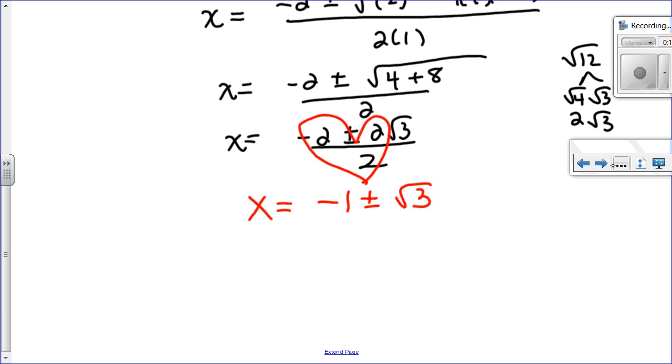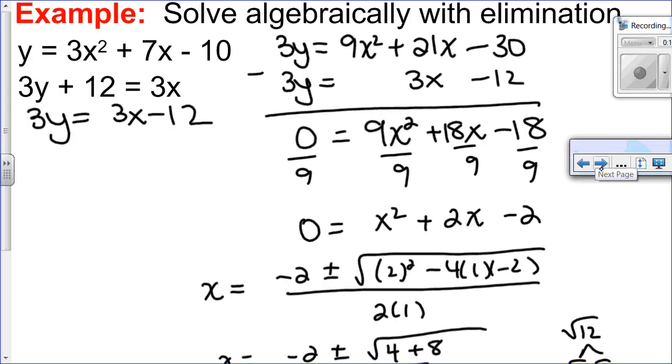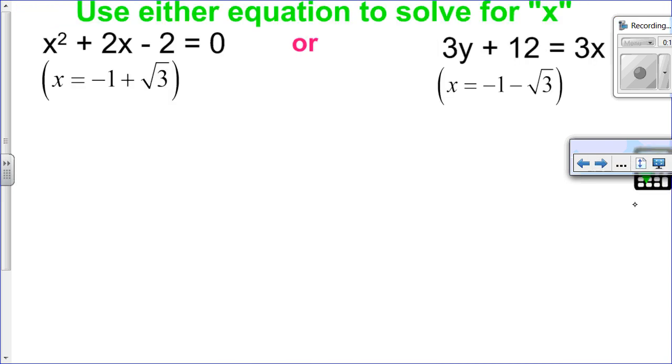Okay, so now we're going to figure out what the y value that goes with that is. So over here, there's my 2 x values, negative 1 plus or minus root 3. Now we have 2 different equations that we can substitute it in for. So we can go back here. So this was 3y plus 12 equals 3x, or y equals 3x squared plus 7x minus 10. So looking at those, I do not want to substitute it into a quadratic. So I'm going to go to my linear equation.